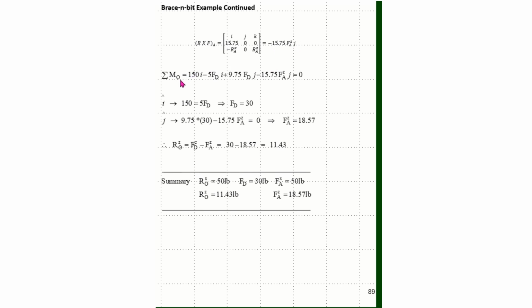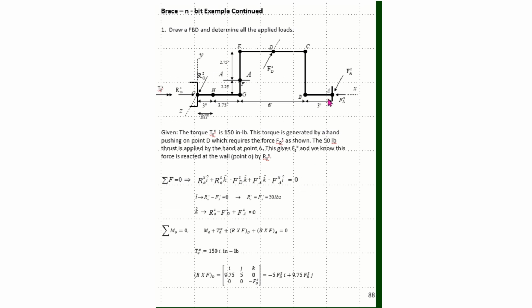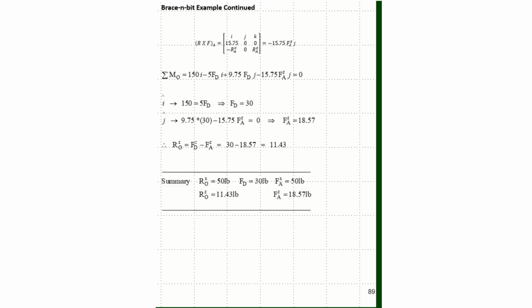Now coming down and solving for my moments and my applied loads, I can get this summary. The reaction force in the X direction at the wall is 50 pounds. In the Z direction it is 11.43. FD turned out to be 30 pounds. FAX is 50 pounds, and FAZ is 18.57. So now I can go back and look at my system, and I've determined magnitudes for all of these forces and moments, and my system is in equilibrium.